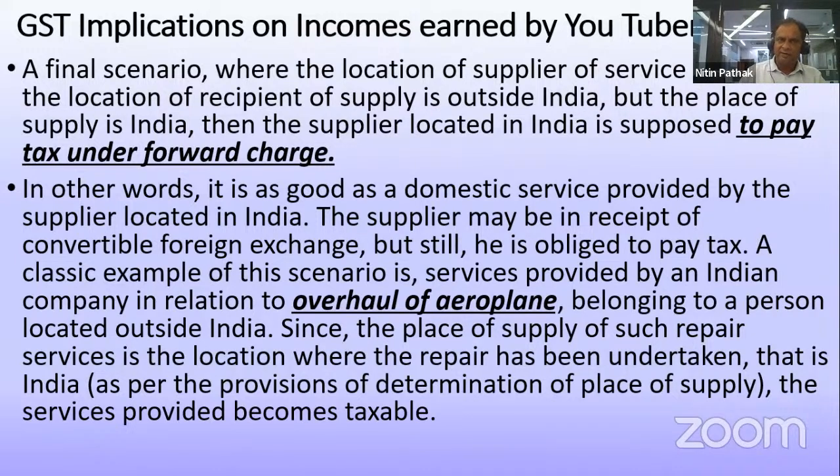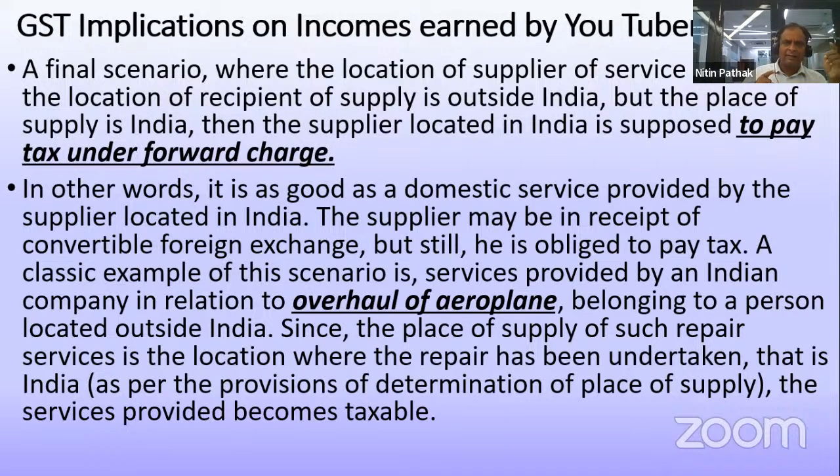A final scenario where the location of the supplier of service is in India. Location of supplier: so YouTube is in India. Location of recipient of service is outside India. Mr. Bohr is outside India, but the place of supply is in India. So YouTube content is in India. Then the supplier located is supposed to pay tax under forward charge mechanism. In other words, it is as good as a domestic supply.